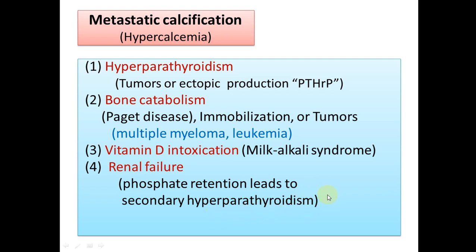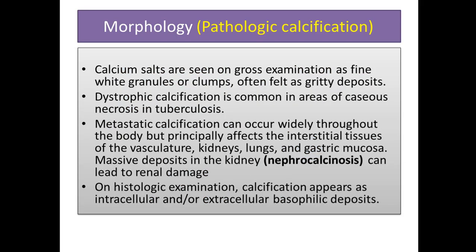But here, simply, this phosphate induced hypocalcemia will stimulate the parathyroid gland, and the parathyroid gland will start secreting excess parathyroid hormone to compensate for the hypocalcemia, and this type of situation is known as secondary hyperparathyroidism.